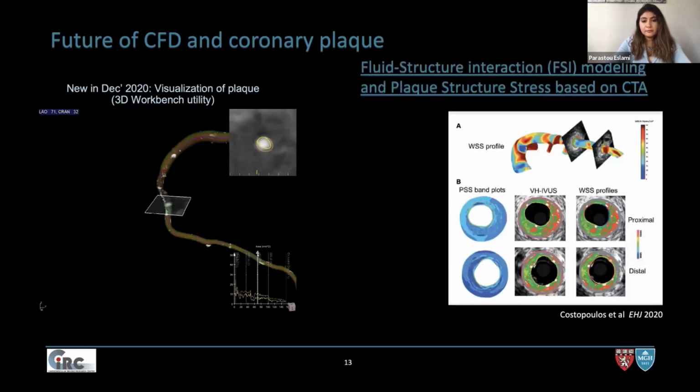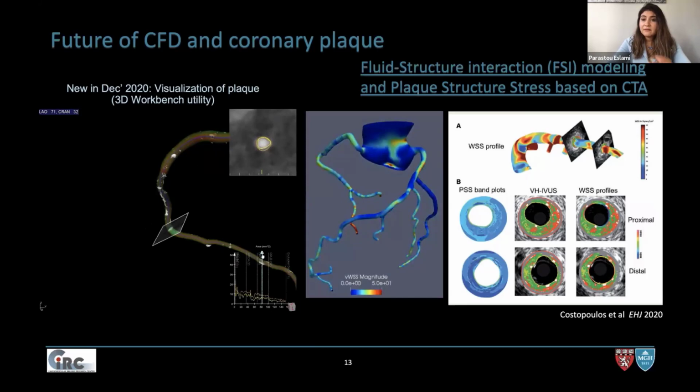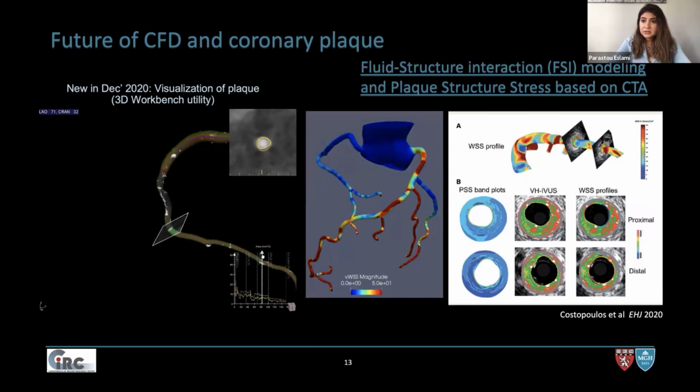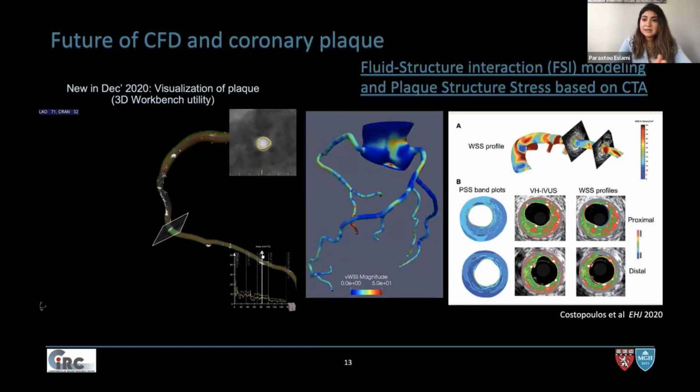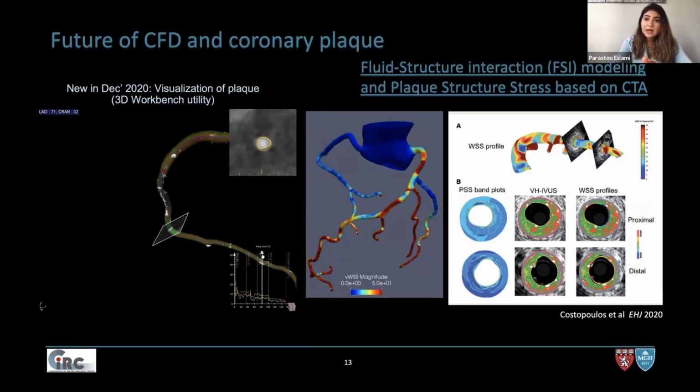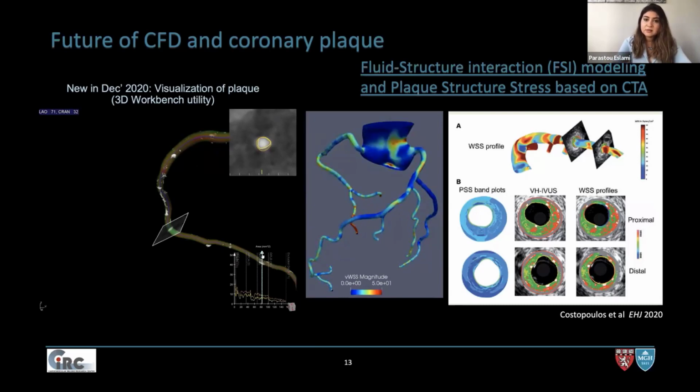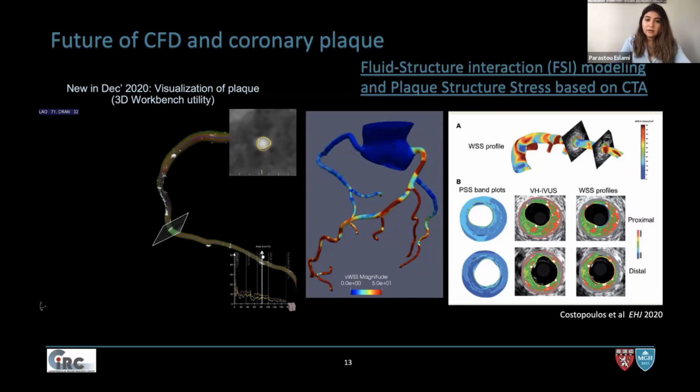Another application of this 3D workbench is to use and study plaque structural stress, which has been shown that in high values of plaque structural stress, that's when the plaque ruptures. And we can use this FSI simulations or fluid structure simulations of coronary, looking at the hemodynamics and its interaction with the plaque and the coronary wall to study this map of other hemodynamic factors with plaque morphology.